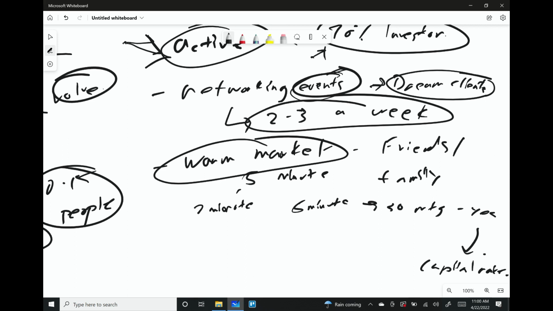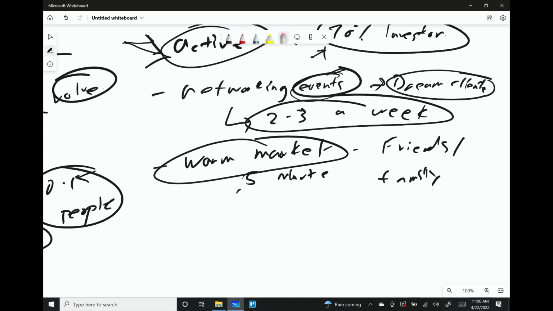That's what you want to do with warm market. That's really, really important, especially if you don't want to tarnish the relationship. And for me, that's what I'm worried about the most, is tarnishing the relationship. So, first 2 minutes, you talk about the opportunity.